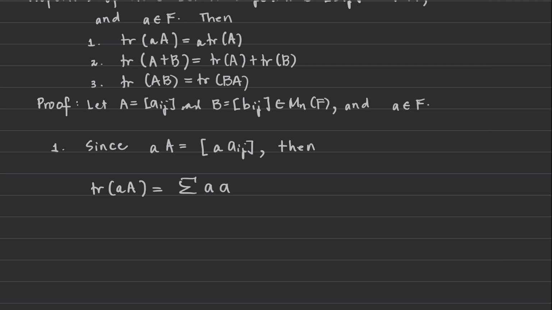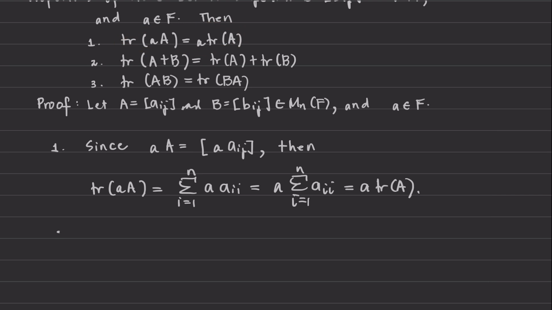So, i from 1 to n. Pero sabi natin, ang constant na hindi dependent doon sa index of summation, pwedeng lumabas doon sa summation. That's why you get this. Which is the same as, anong summation from 1 to n ng aii? This is exactly the trace of A.